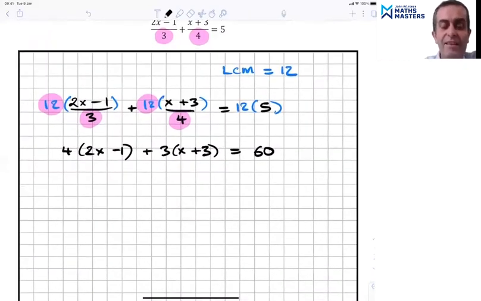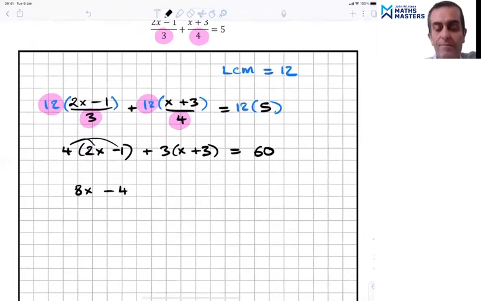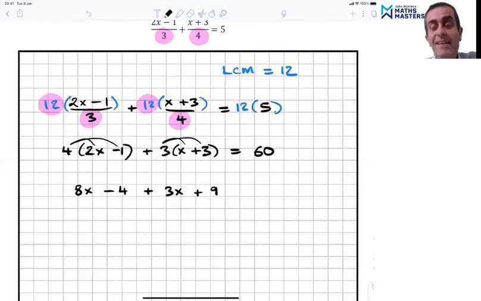So just like in the last question, we multiply 4 by 2x, again, get the arcs out so we don't miss anything. 4 multiplied by 2x is 8x. 4 multiplied by minus 1 is minus 4. Plus 3 multiplied by x is 3x. Plus by plus is plus. And then 3 multiplied by 3 is plus 9. And that's equal to 60.